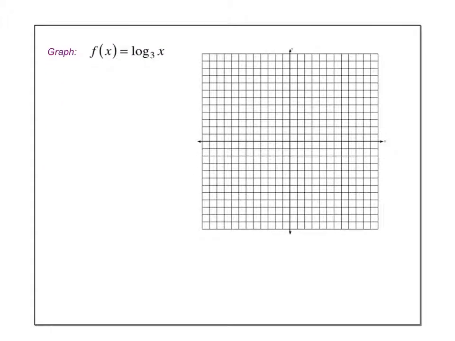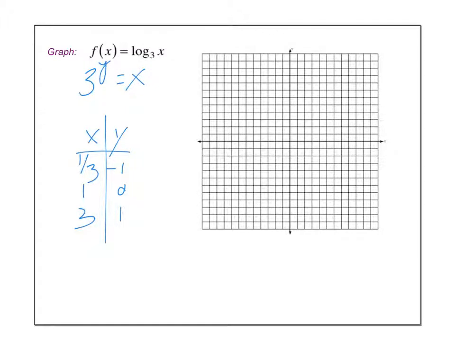Okay, 3 to the x. Rewrite as an exponential function. Use these 3 y values. Plug them in. Asymptote. Ordered pairs. And we have ourselves another logarithm.